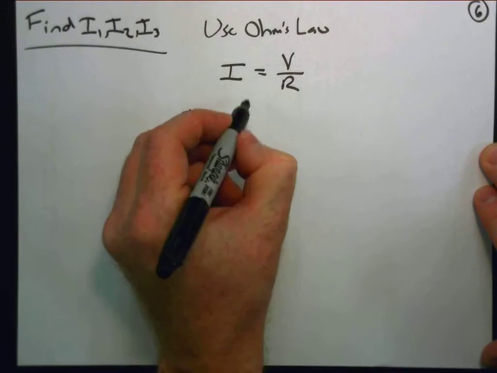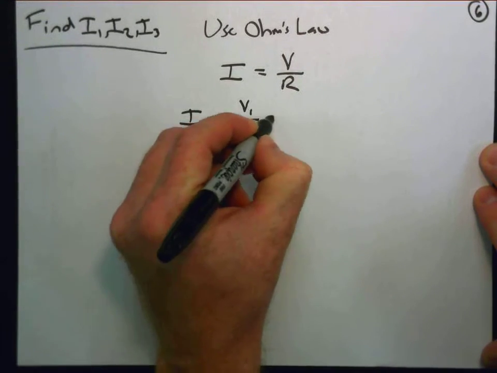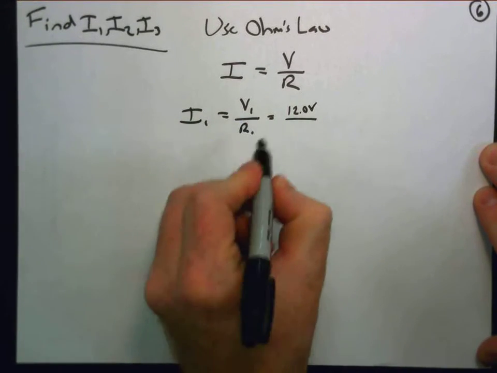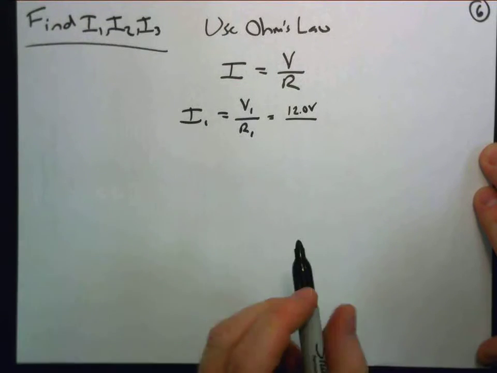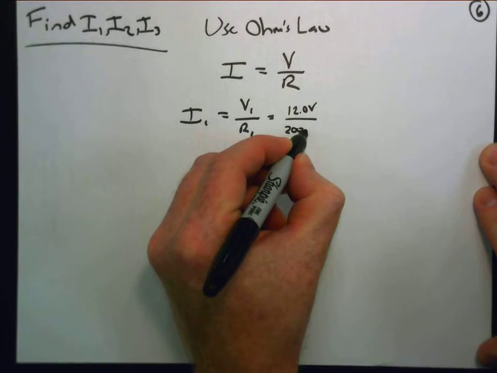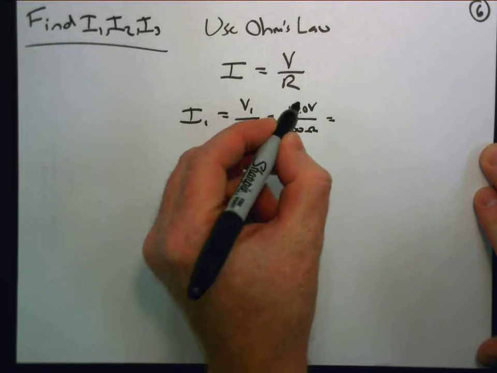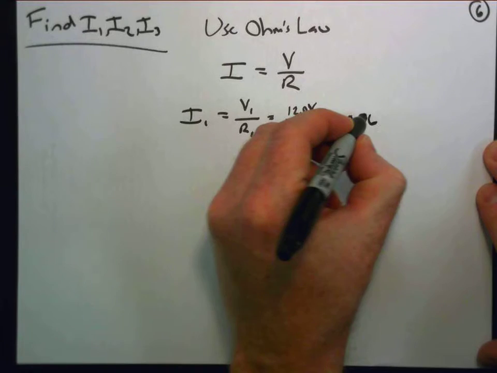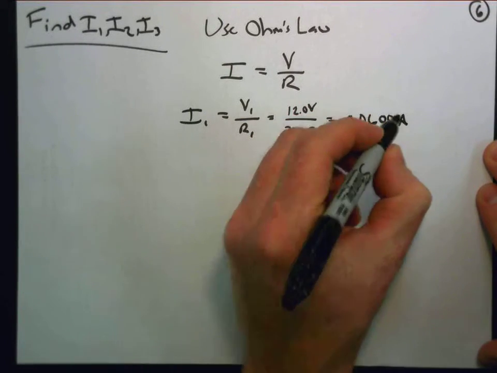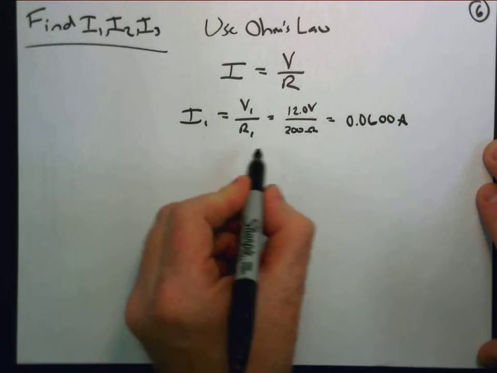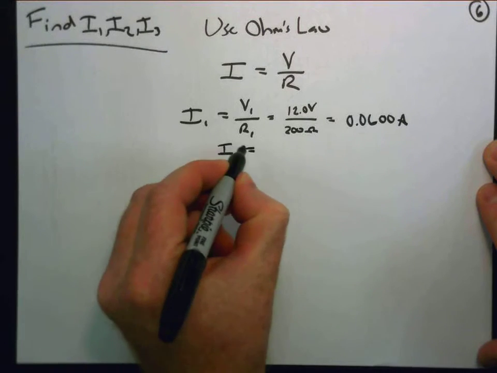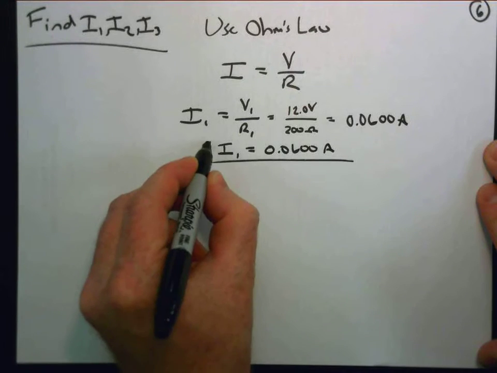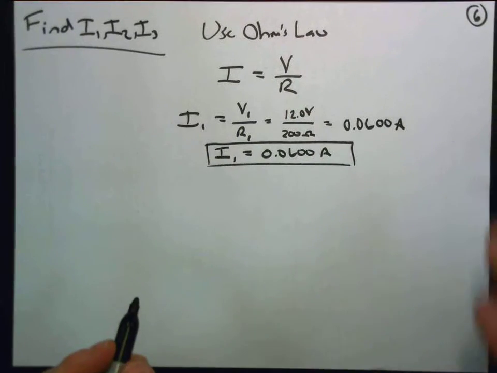And so, well, current through 1 is V1 divided by R1. V1 was 12 volts, R1 was 200 ohms. Looks like a check mark, sorry. And so what I get here is 0.0600 amperes. Okay, so quick rewrite, I1 is 0.06. There we go, answer number 1.